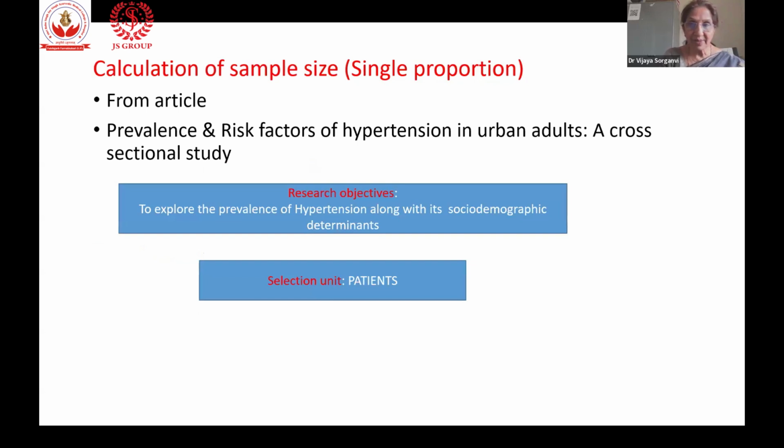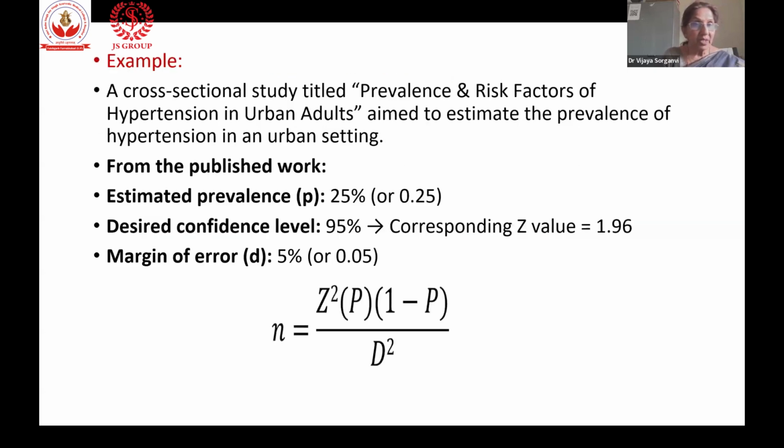Now, we'll calculate sample size. So for using single proportion, from an article we get a proportion: prevalence and risk factors of hypertension in urban adults. This is the example, a cross-sectional study. The title of our present study is prevalence and risk factors of hypertension in the urban adults. Our research objective is to explore the prevalence of hypertension with its socio-demographic determinants and association of the risk factors. So what is the selection unit here? Hypertensive patient.